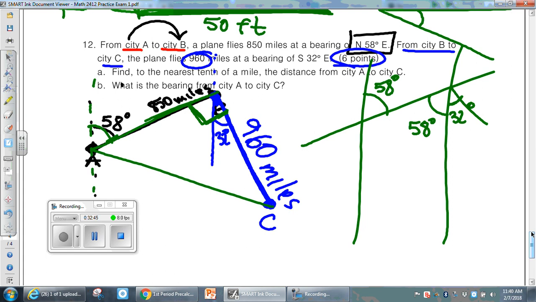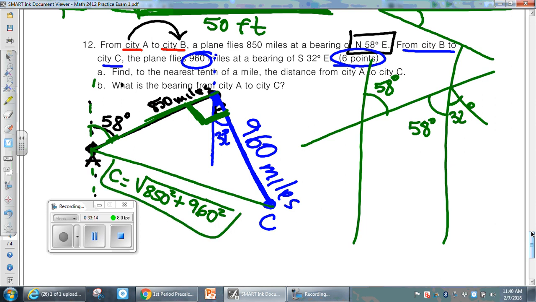Should we solve for A, B, or C? Are we looking for a side or for the hypotenuse? We're looking for the hypotenuse because it's opposite to the biggest angle, which is 90. That's always the hypotenuse. So C will equal the square root of 850 squared plus 960 squared. If I give you a problem like that, you could just leave it like that. You don't have to simplify. If you were to need a calculator, of course, I'm not gonna torture you like that.